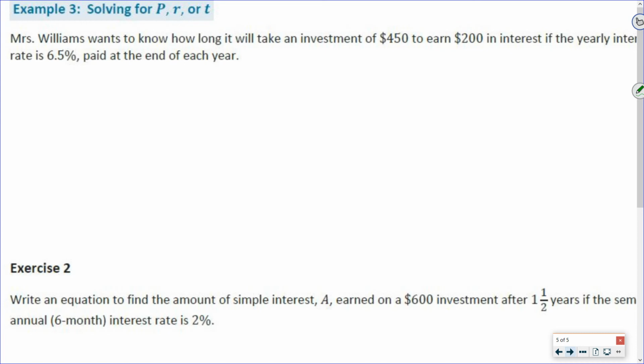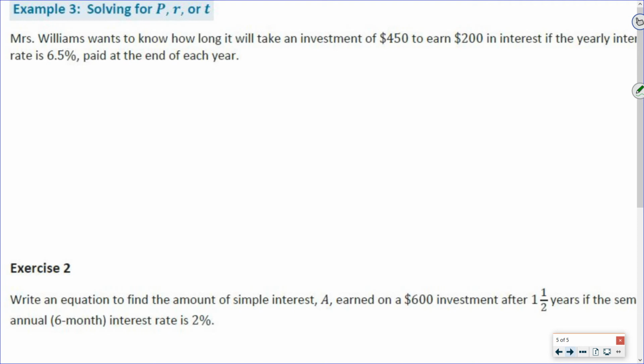All right, so Mrs. Williams wants to know how long it'll take an investment of $450 to earn $200 in interest if the yearly interest rate is 6.5% paid at the end of each year. Okay, so we've got Mrs. Williams here. She knows how much her principal balance was. She knows what her interest is, and she knows what her rate is, but she doesn't know how long. We don't know the time.